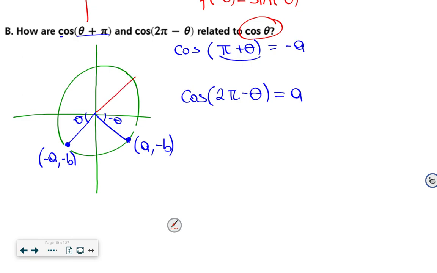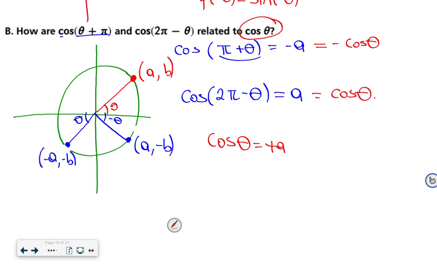Now we are going to find this relation with cosine theta. So let's say that cosine theta is here. What is the sign of the point in the first quadrant? They are located in the first quadrant, positive A and positive B, right? And what is cosine theta? It is positive A. So cosine pi plus theta is going to be minus cosine theta. Cosine 2 pi minus theta is going to become cosine theta. These are the relationships between those angles.